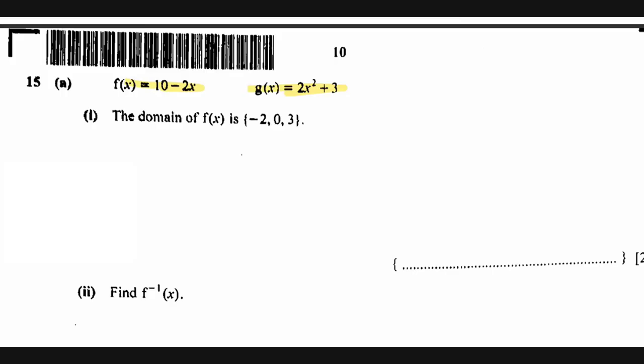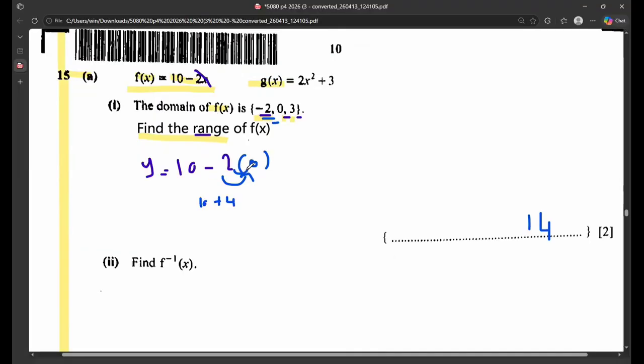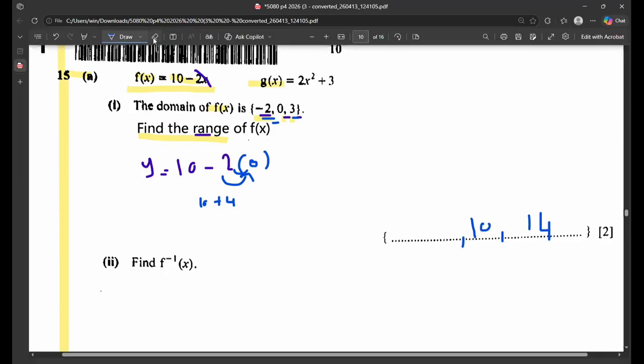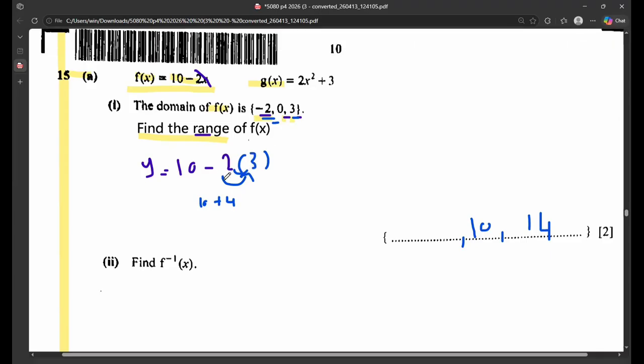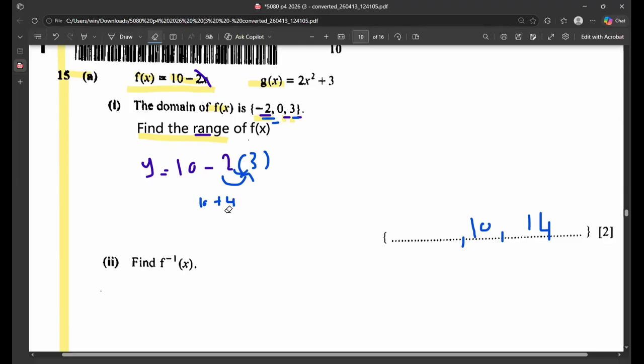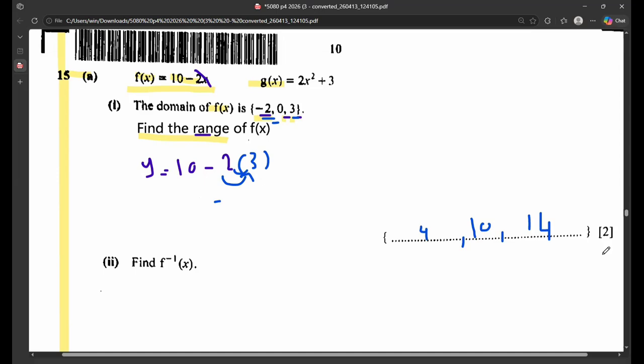So the range here, we're going to kick the x and put instead of it, for the first, -2: 10 minus 2 multiplying by -2. Then for 0: 10 minus 2 multiplied by 0, which equals 0. So 10 minus 0 is equal to 10, and that is the second number in the set. The third one, we're going to put in instead of x 3. So it will be -6 here. So 10 minus 6, which will be equal to 4. And we get the 2 marks.